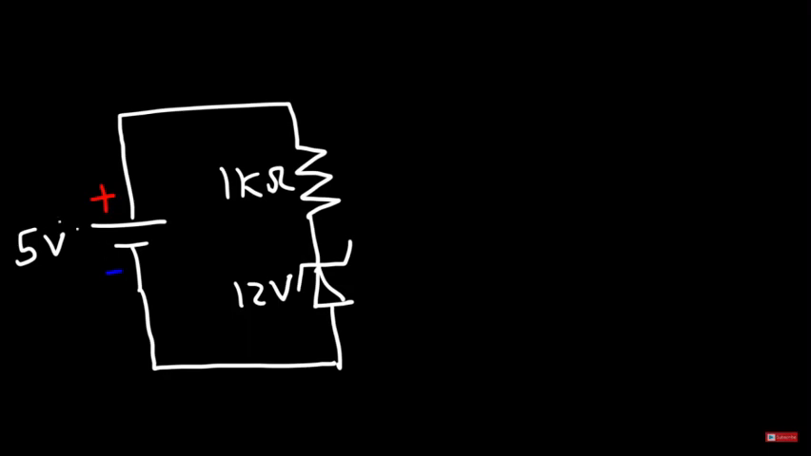Because the input voltage of the circuit is less than the reverse breakdown voltage of the Zener diode, no current will flow in this circuit. So the circuit is off. The current that's flowing in this resistor is 0 amps.